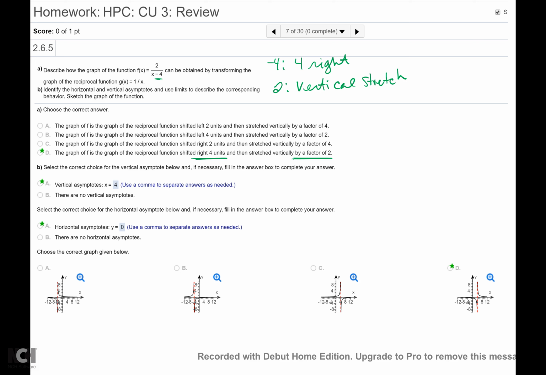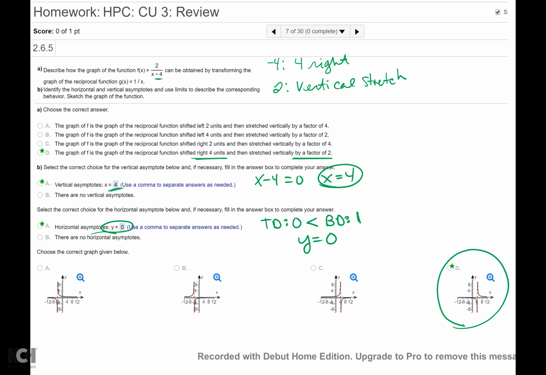Okay, the vertical asymptotes you get by setting the denominator equal to 0, which would give me x equals 4. Okay, and then for your horizontal asymptotes, you use your degree rules. My top degree is 0 because there's no x. My bottom degree is 1. So my top degree is smaller than my bottom degree, which puts me at a horizontal asymptote at y equals 0. All right, so then we would type it in the graphing calculator and we get this.